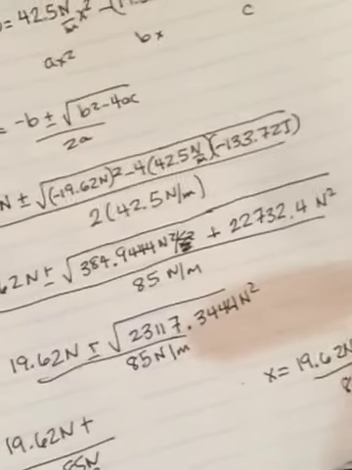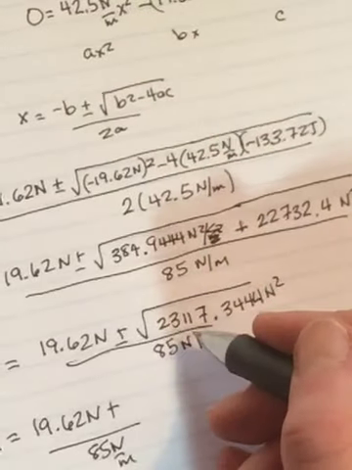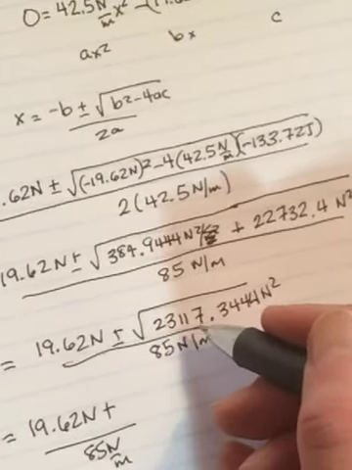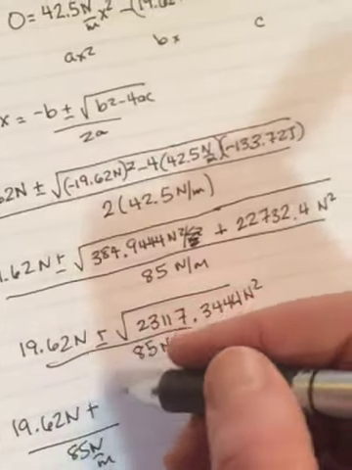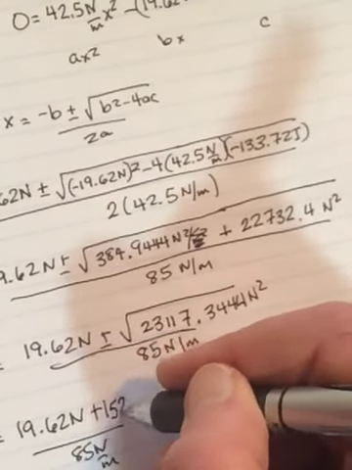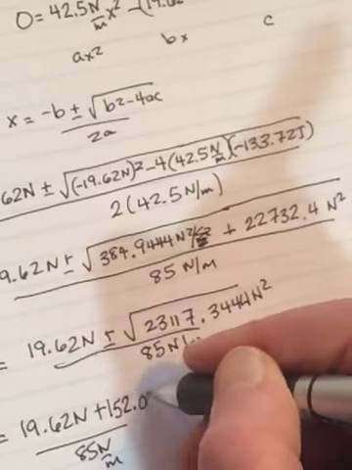So when I take the square root of that 23,000, the square root is 152.04.